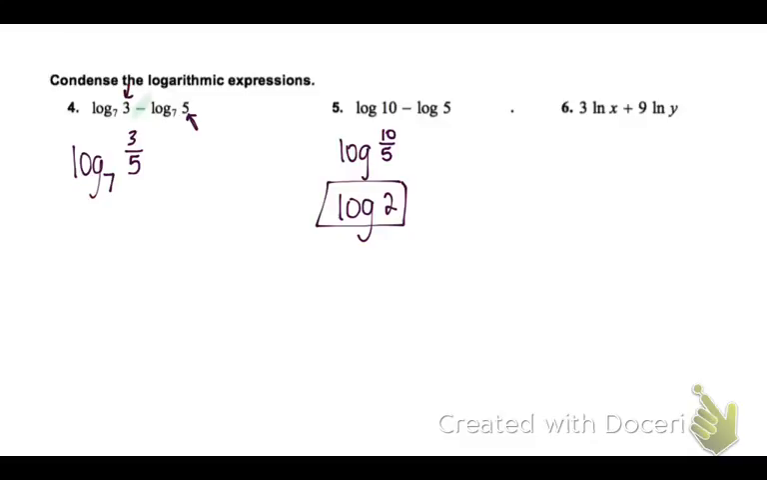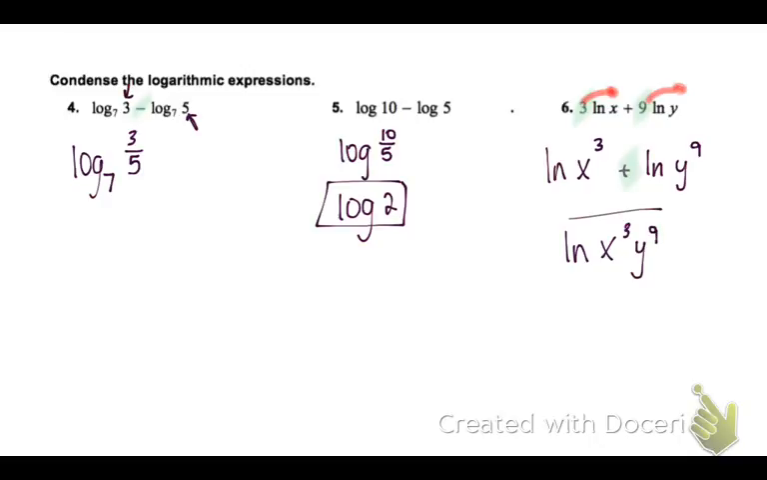Okay, with number 6, I have this 3 out front and this 9 out front. I need to start with these. These actually become exponents, so we need to bring them back up. So we get ln of x to the 3rd power plus ln of y to the 9th power. Now I have addition going on in the middle. I need to use multiplication now with my x to the 3rd and y to the 9th. So I have ln x to the 3rd, y to the 9th.